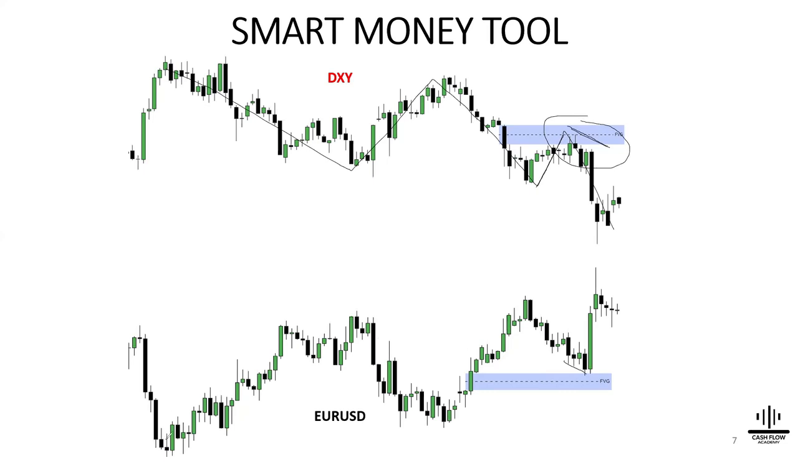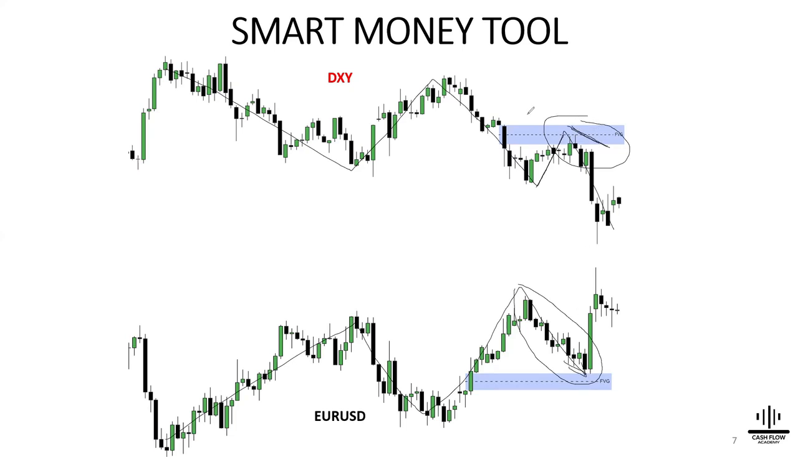We can also see here the Euro USD formed swings here. So we know that this move here is a retracement. But how do we know this retracement has come to an end? When we see this divergence: Euro USD forming a lower low, but the DXY failing to form a higher high.